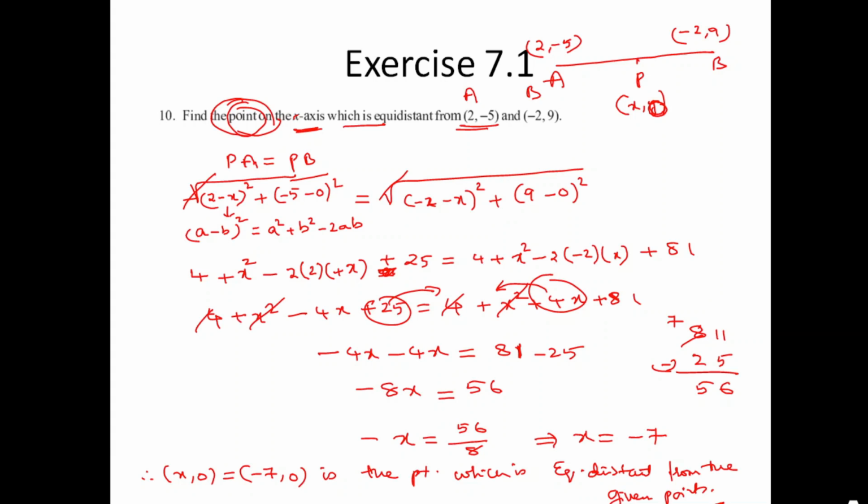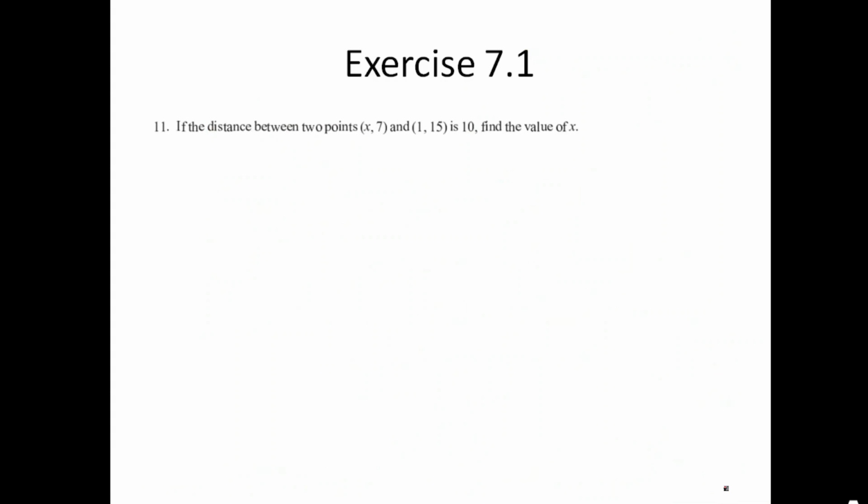So let's look at the next sum. Here they gave you the value of the equidistant, and you need to find the value of x. Let me take again the same thing: A is (7, 10), and B is (1, 15), and you are having a point, whatever it is.